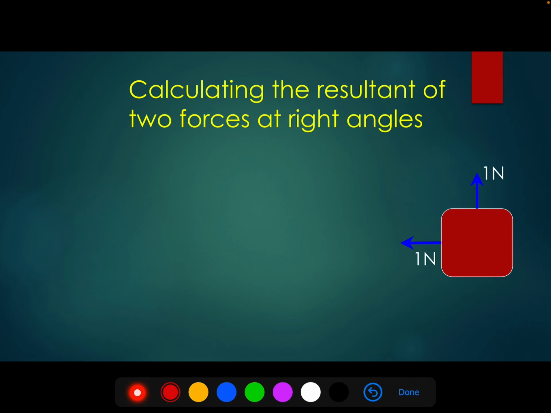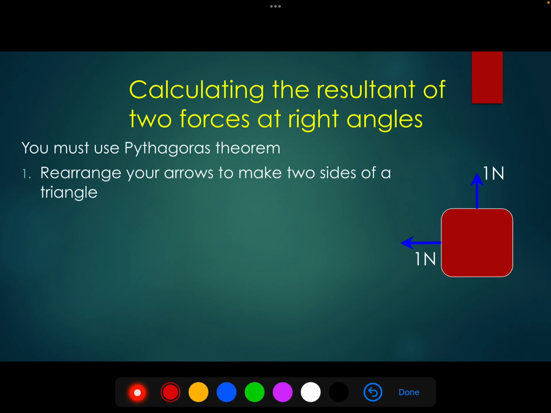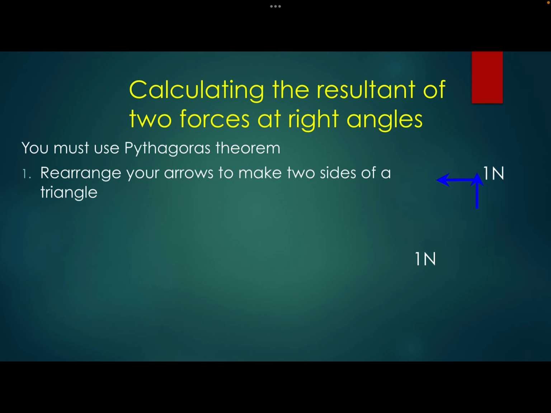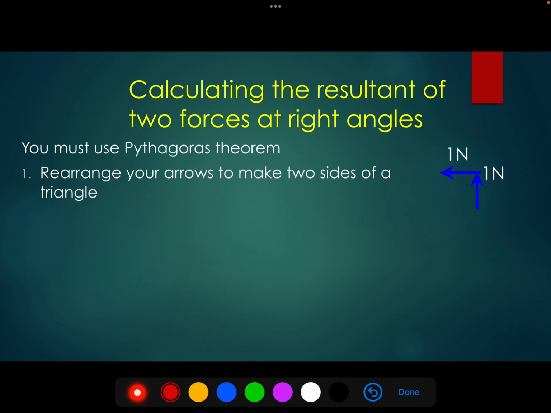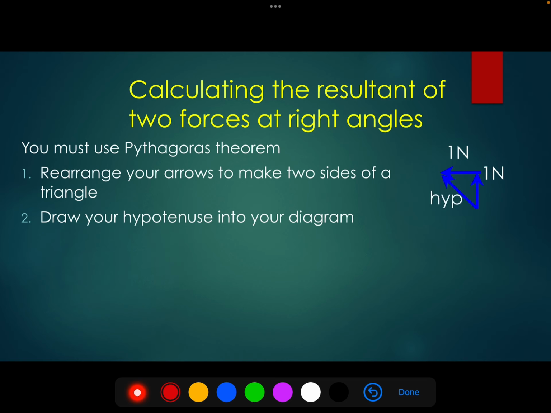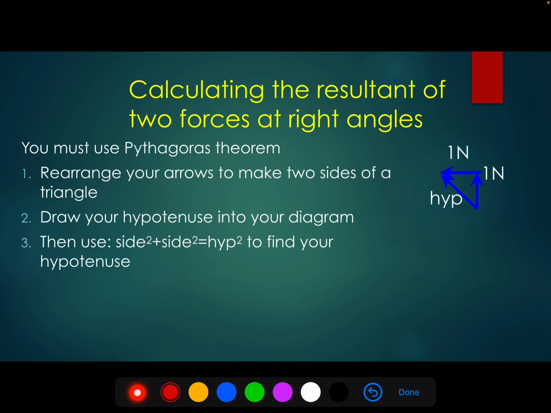So it's a title, Calculating the Resultant of Two Forces at Right Angles. You must use Pythagoras' theorem. Rearrange your arrows to make two sides of a triangle. So here's my two arrows, the 1 Newton and the 1 Newton. And look, I'm just using them to make two sides of a triangle. I'm then going to draw in the hypotenuse. Now, if you can't remember from maths, the hypotenuse is the longest side of the triangle, which is that bit. I'm calling it hype. Then use side squared plus side squared equals hype squared to find your hypotenuse.